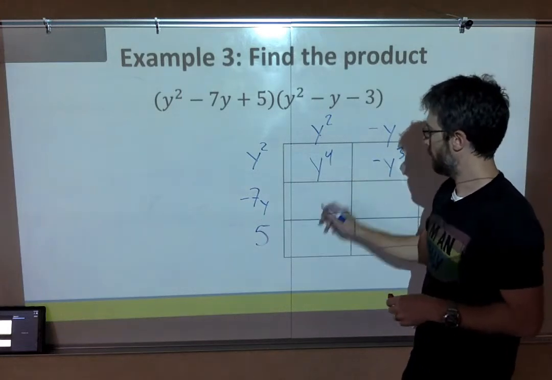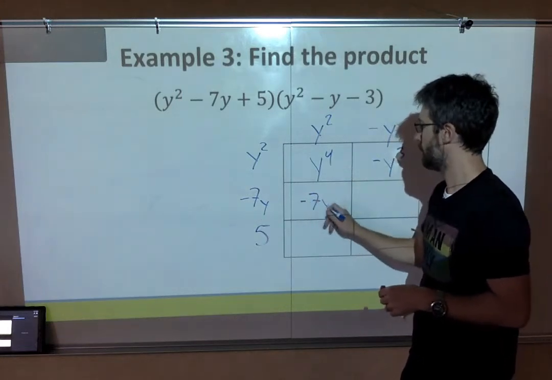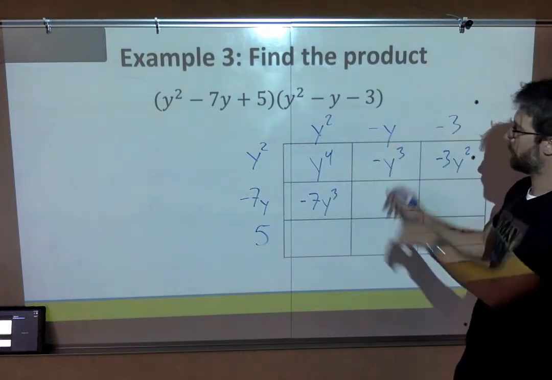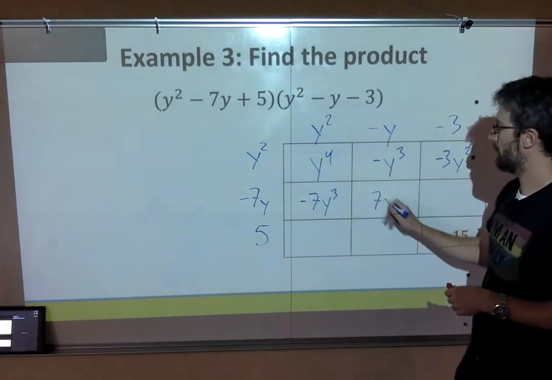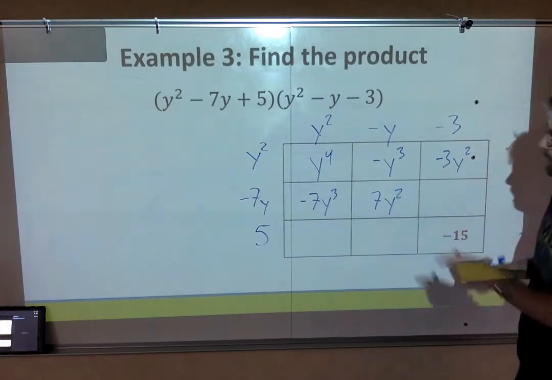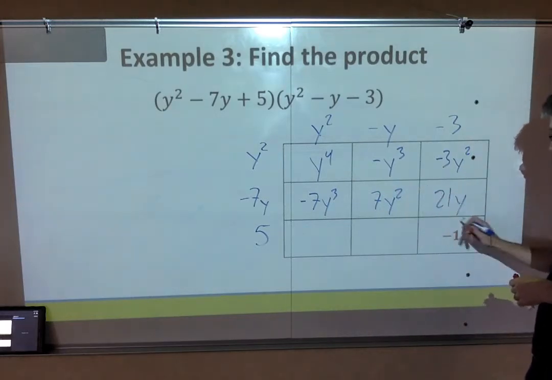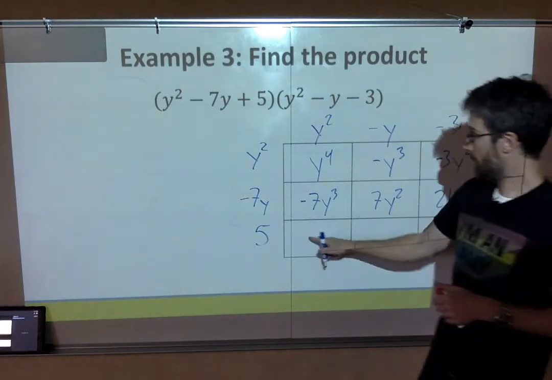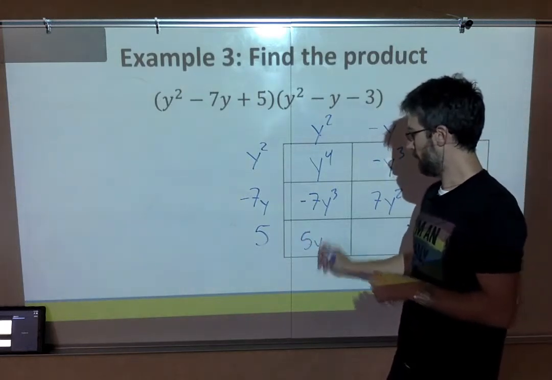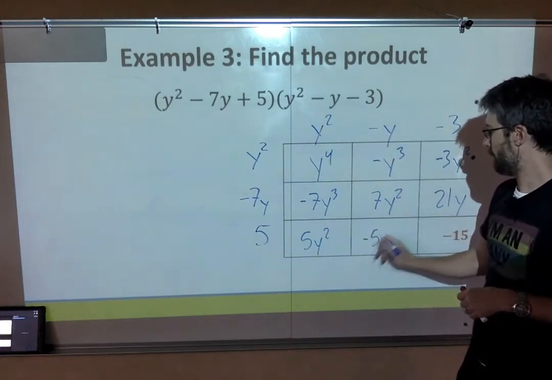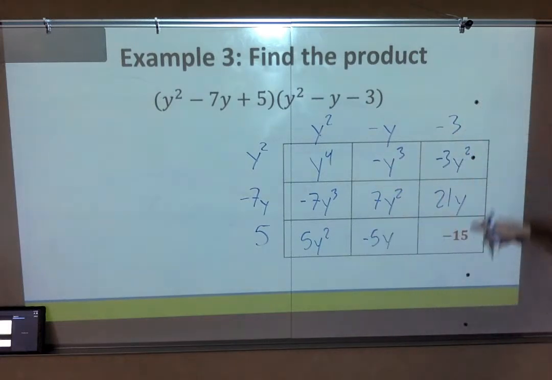Negative 7y and y squared, negative 7y cubed. Negative 7y, negative y. Be careful with your negatives here. Positive 7y squared. Negative 7y and negative 3, positive 21y. All right, 5 and y squared is 5y squared. 5 and negative y, negative 5y. And then 5 and negative 3 is that negative 15 that was already in there.